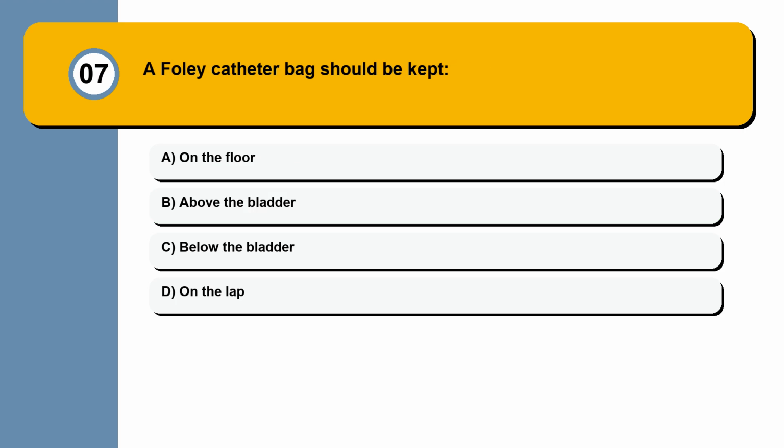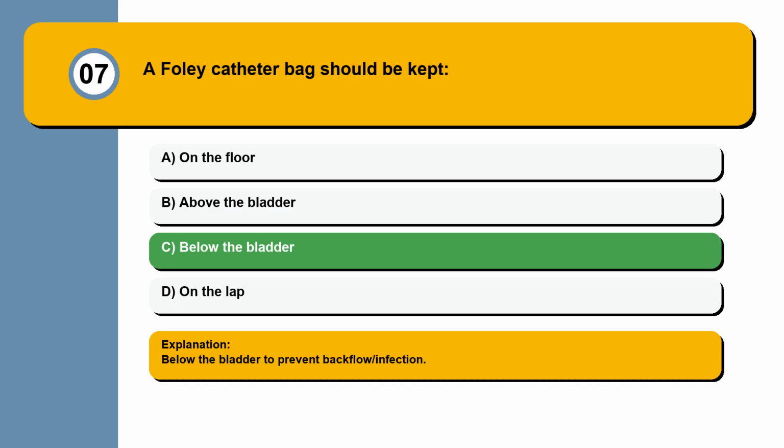Question 7. A Foley catheter bag should be kept: on the floor, above the bladder, below the bladder, on the lap. Below the bladder, to prevent backflow and infection.